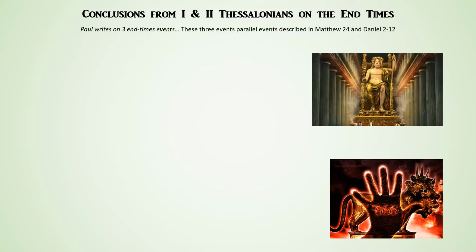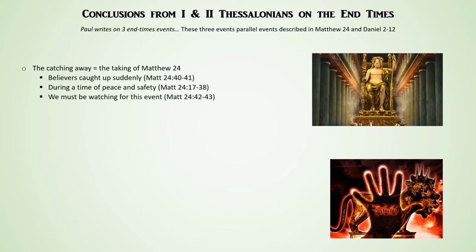So, summary. The 3 events that Paul talks about are parallel to events described in Matthew 24 and in Daniel, right? He talked about a catching away. He talked about the Lord being revealed from heaven and about an abomination of desolation. The catching away parallels what Jesus talked about in Matthew 24. Believers are suddenly caught up. Matthew 24 tells us that people are in the field and are taken, right?